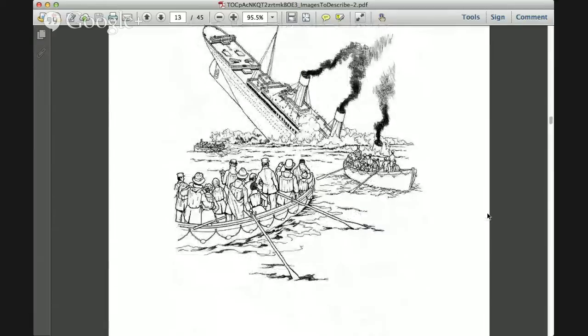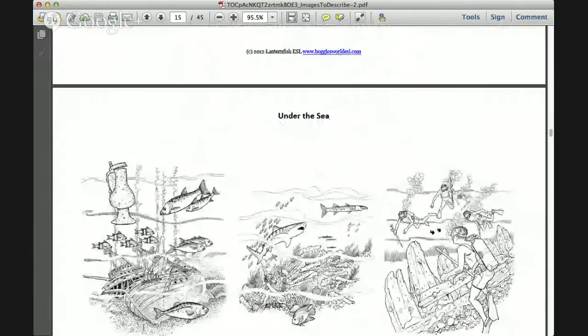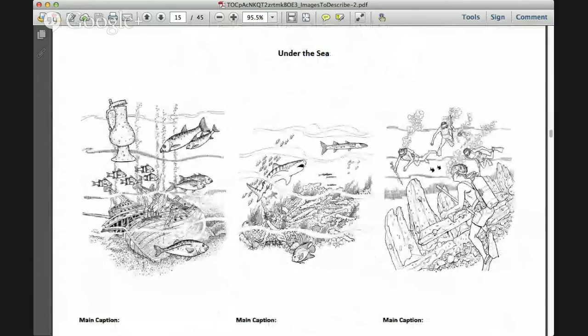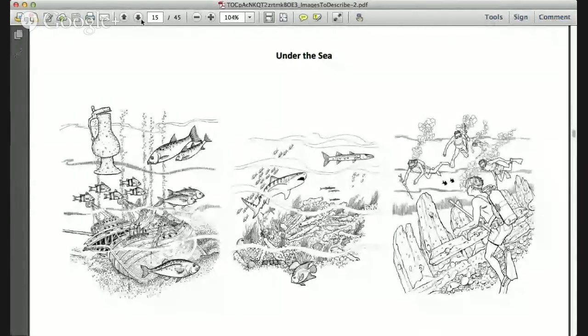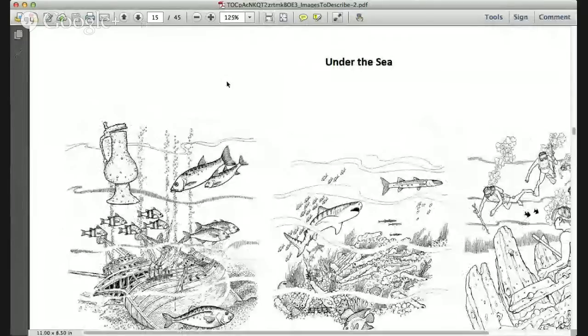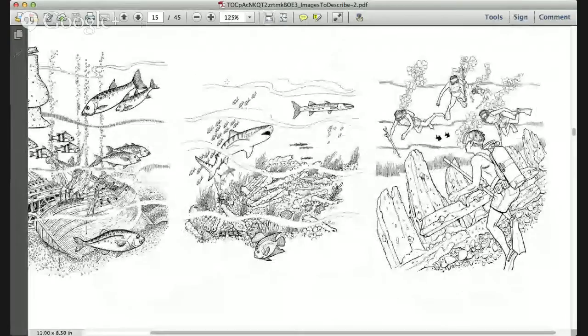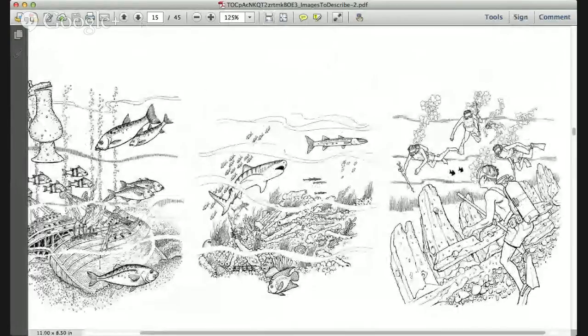Oh, we did the Titanic last time and the Vikings. Ooh, under the sea. This is kind of cool. Get a little bigger. Okay. Under the sea. And this one is for Basho, are you back? I think he's still on the phone. Oh, yeah, I'm back. You're back. Okay. So tell me, what do you see?